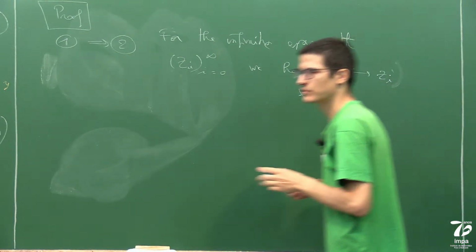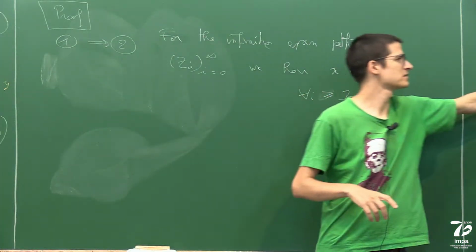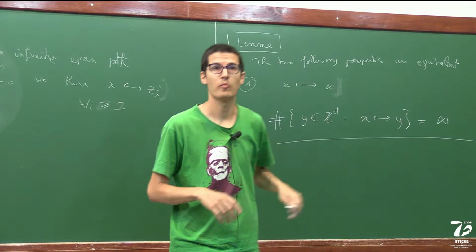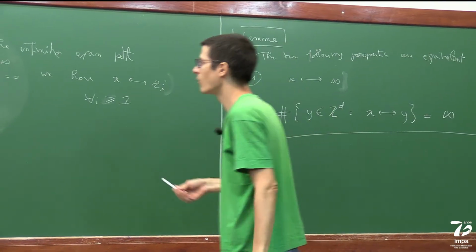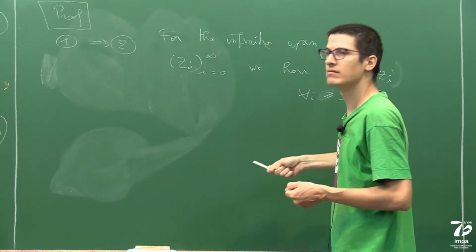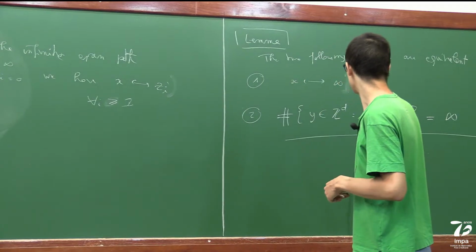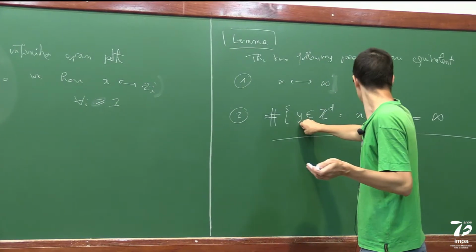Okay, so first thing we can say is that this thing gives us an infinite open path. And if we take all the vertices on that open path, by definition, they are connected to X. Okay? So in particular, the cardinality of this set is infinite. Okay.